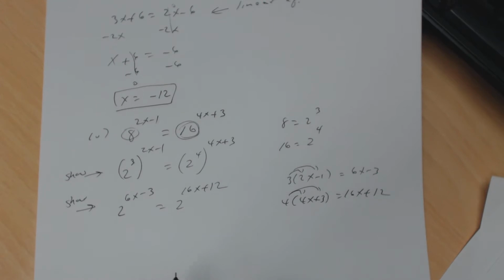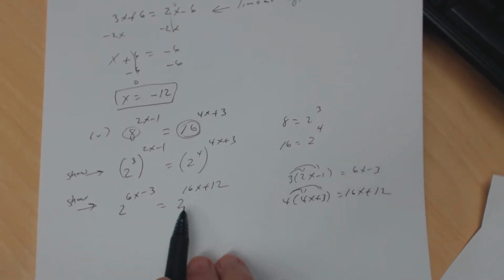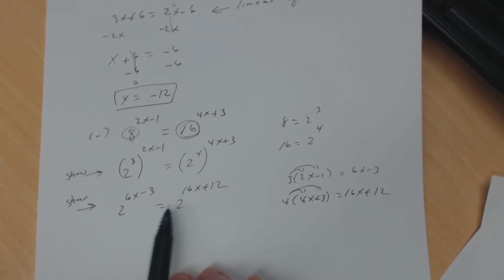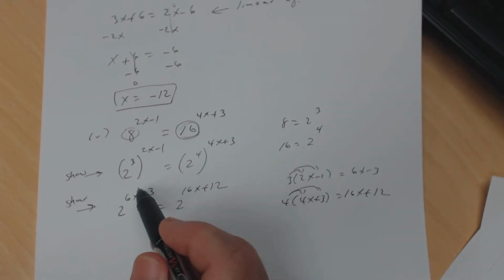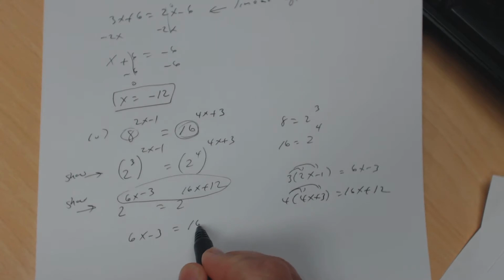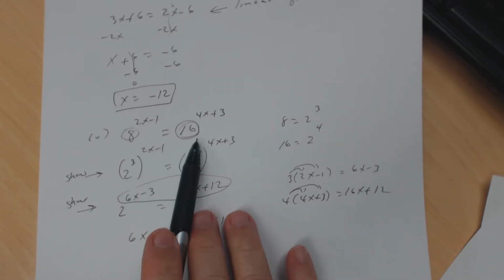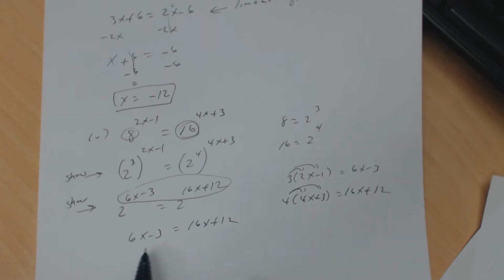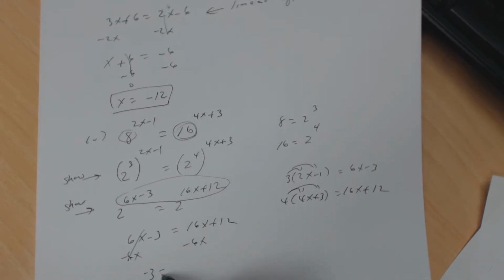Those are your steps. So now I can use the one-to-one property. The one-to-one property says if the bases are the same, the exponents have to be equal. So 6x minus 3 must equal 16x plus 12. And now notice I went from an exponential to a linear equation. So I'm going to subtract 6x from both sides, bringing all the variables to one side and constants to the other. That's how you solve a linear equation. So I get negative 3 equals 10x plus 12.